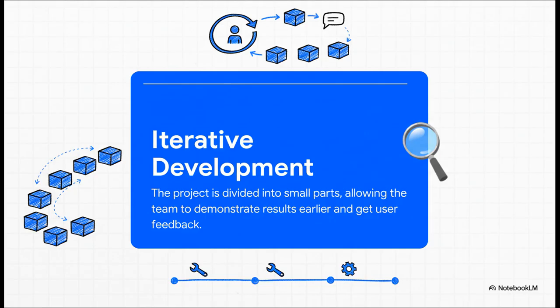The core idea here is actually pretty simple. Instead of trying to build the entire thing all at once, you just break the project down into small, bite-sized pieces. The team builds one little part, shows it off, gets feedback from actual users, and then uses that feedback to build the next piece. It all happens in these quick little mini cycles.